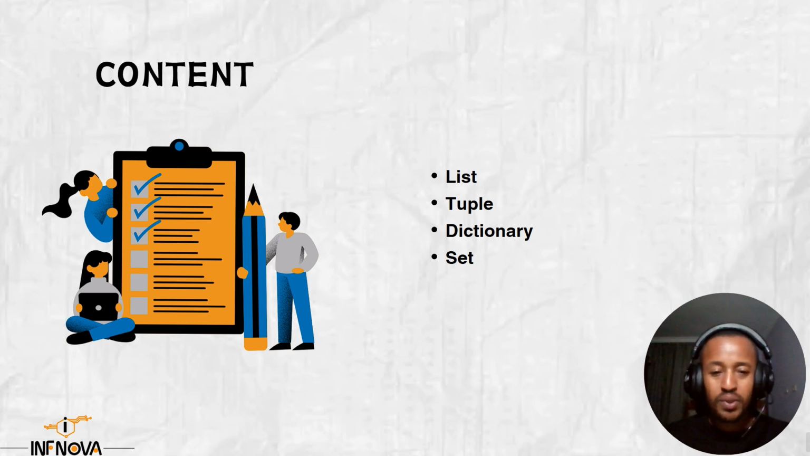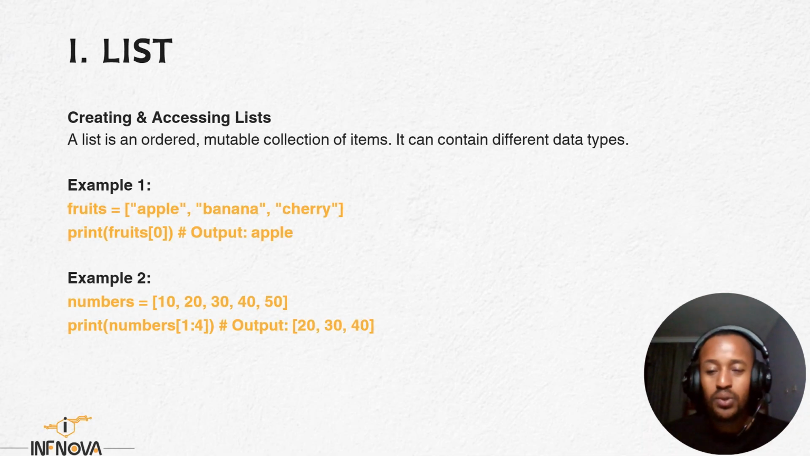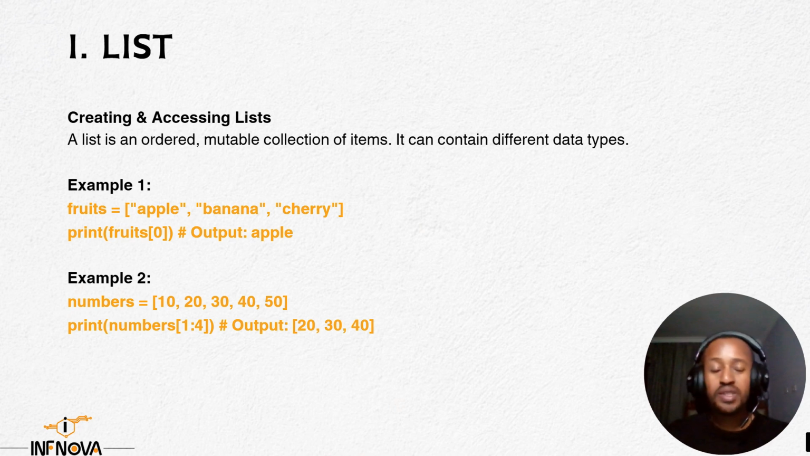So, in this section, we're going to dive into Python collection data types, which are lists, tuples, dictionaries, and sets. Let's go ahead and start off with lists. A list is the way that we can put different data types all together in an ordered format. A list is an ordered data type, and it's also mutable, which means you can change it.